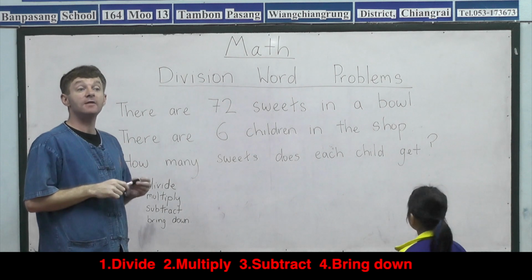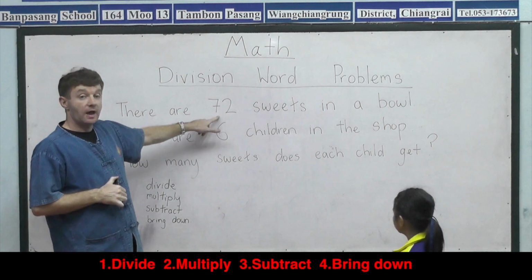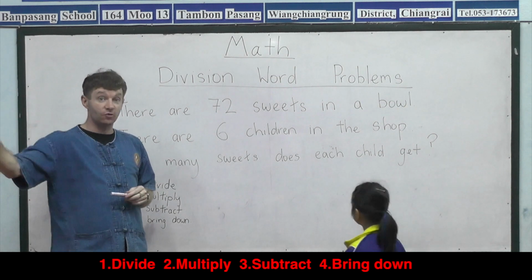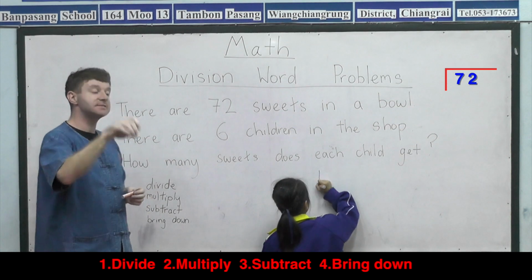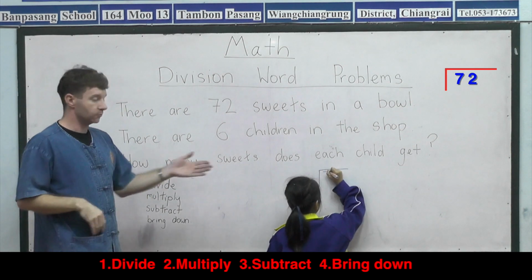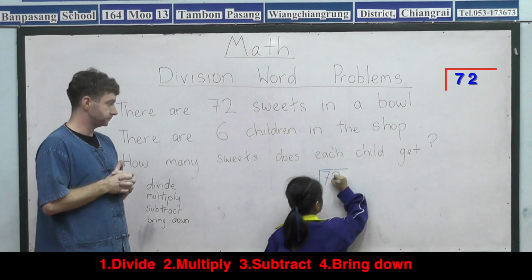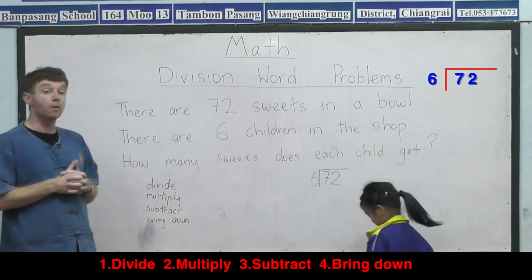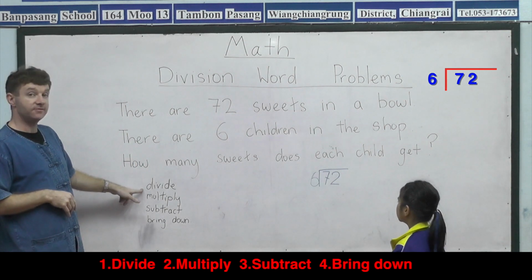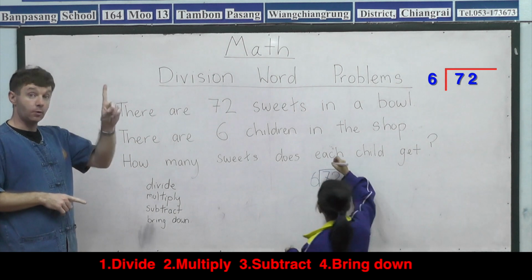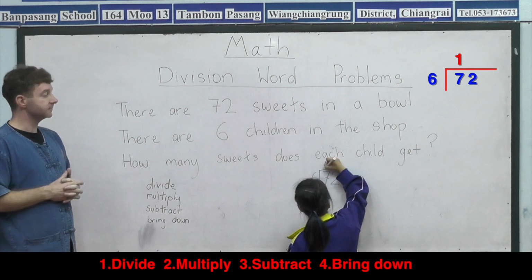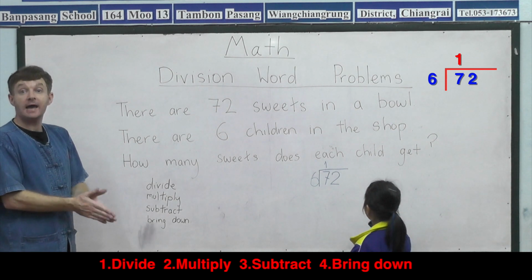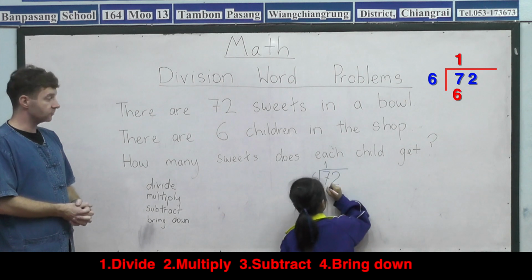Okay, so how many sweets do we have? 72. How many children do we have? 6. So what's our equation? 72 divided by 6. Excellent. So Prau will draw her division table. 72 divided by 6. So step number 1, 7 divided by 6 equals 1. Next step, multiply. 6 times 1 equals 6.